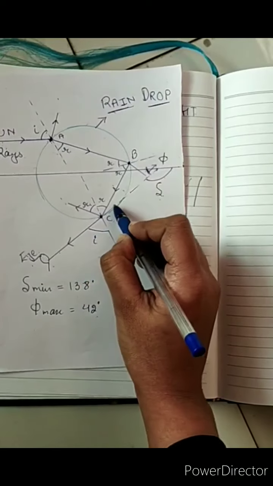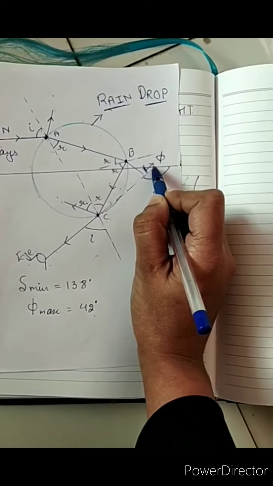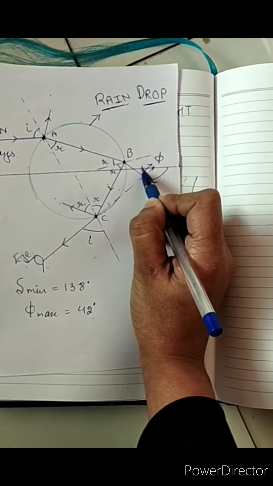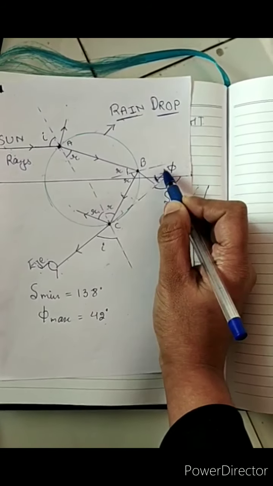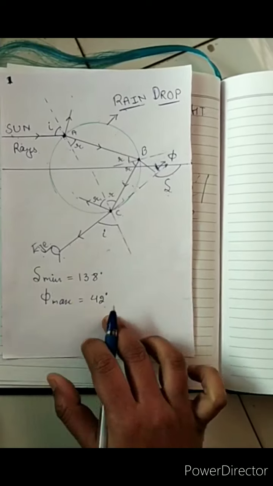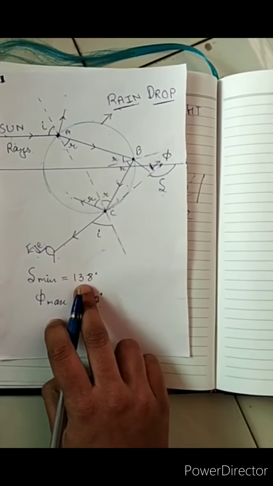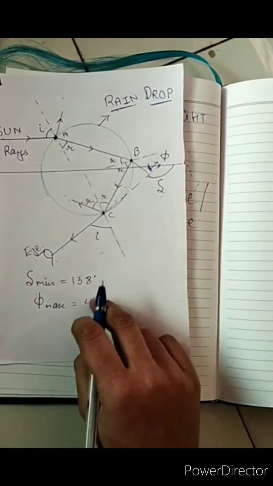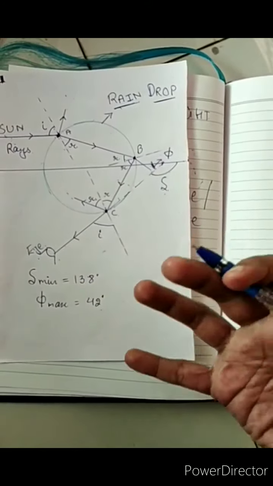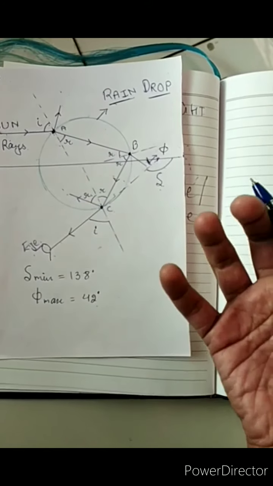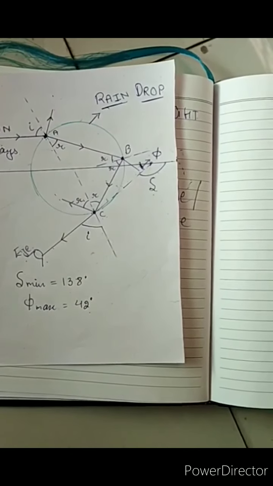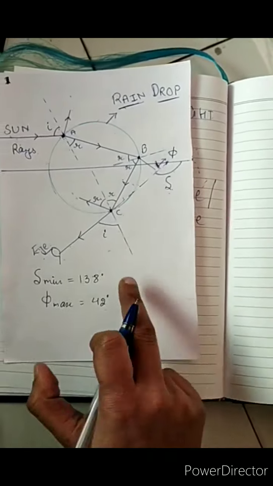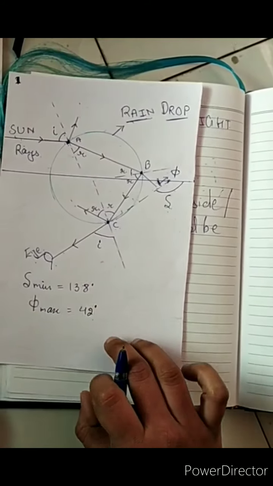And when you trace this light backward, you will get this angle. This angle is phi and this angle is delta. So phi is 42 degrees and delta is 138 degrees. How I have calculated this, if you want, I will give you a full explanation of it. Just message me in the comment box and I will explain how I got this.